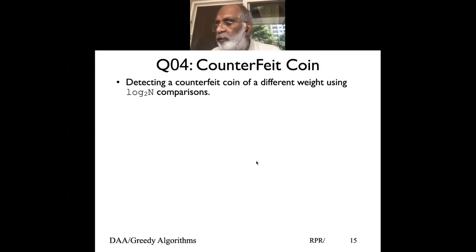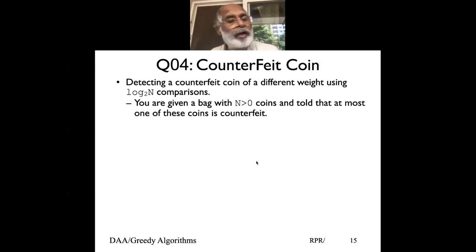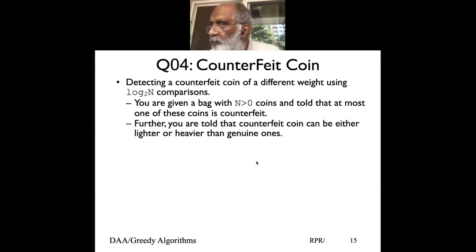Let's look at the counterfeit coin problem using log n comparisons. The question is, given n coins, one is a bad coin, either lighter or heavier, but we don't know whether it is lighter or heavier. So how do we proceed? Figure it out.